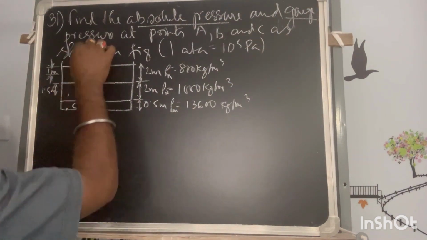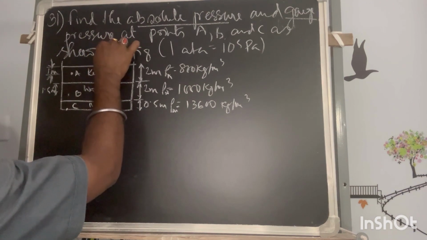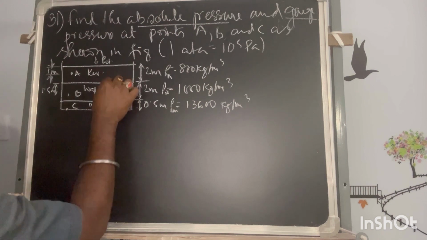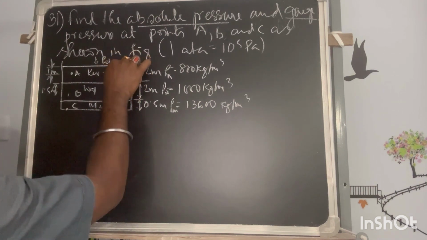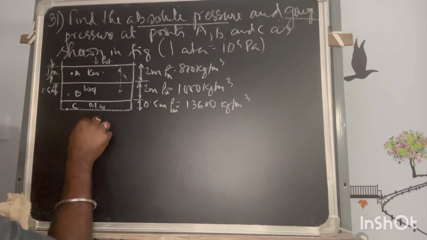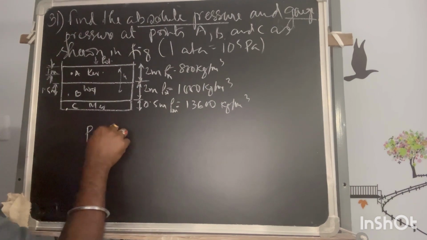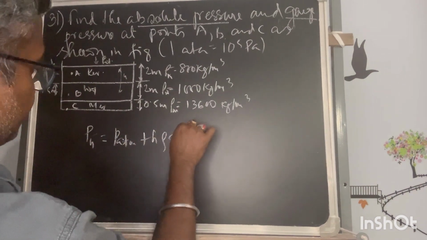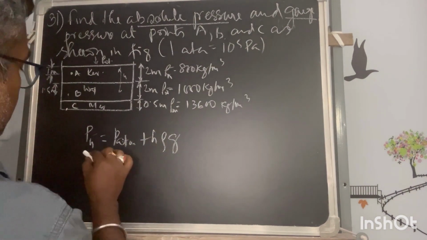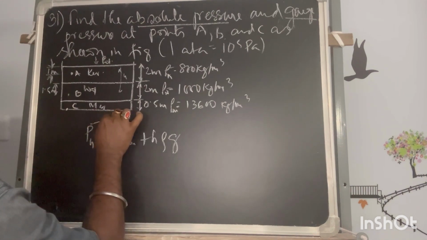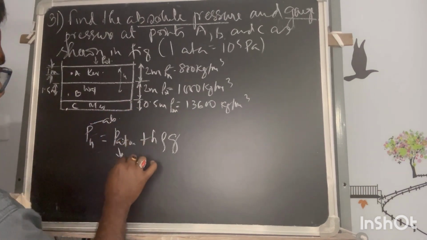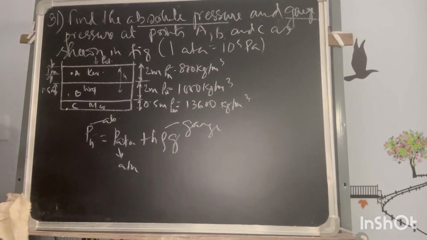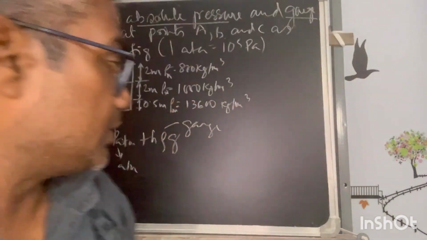As you know, on any surface atmospheric pressure always acts, P atmospheric. So any pressure at any height H, my pressure formula is P_H equals P atmospheric plus H rho g. This is the basic formula. This is absolute pressure, this is atmospheric pressure, and this is your gauge pressure, that you know from the theory itself.